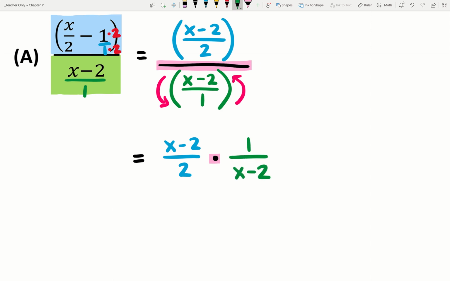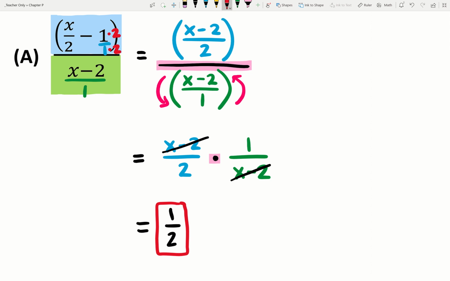So guideline number 4 from up there says that now we want to cancel. If we see any factors that they have in common in the numerator and denominator, we're going to scratch them out. So here I have an x minus 2 and another x minus 2. Those are going to cancel for me. And the only thing left in the numerator is going to be an extra factor of 1, and the only thing left in the denominator is going to be an extra factor of 2. And so this is going to simplify down to simply 1/2 as our final result.